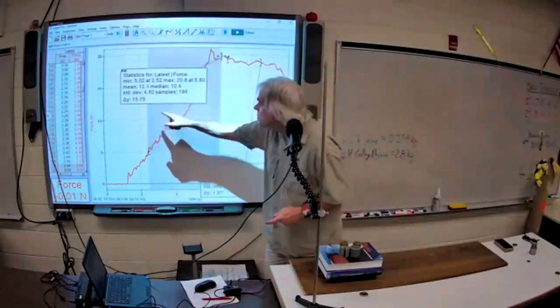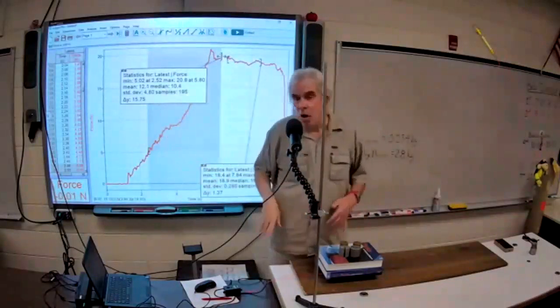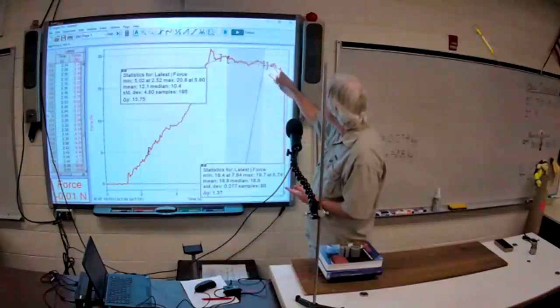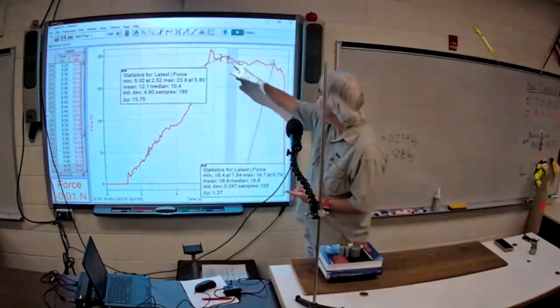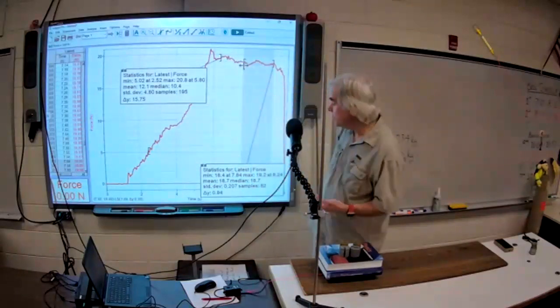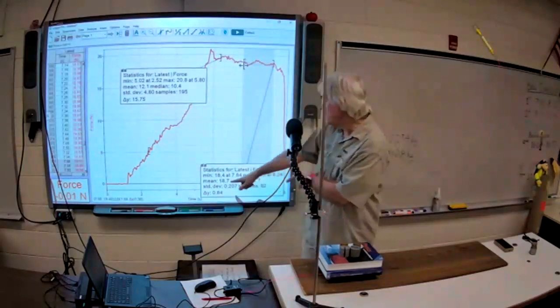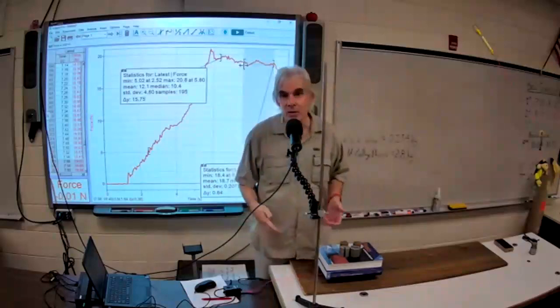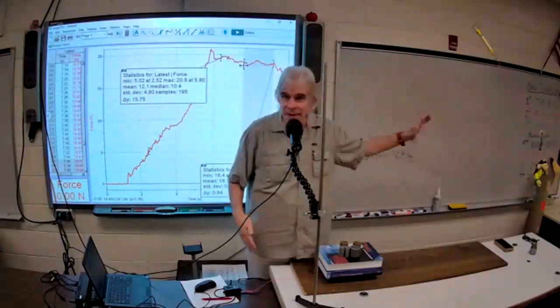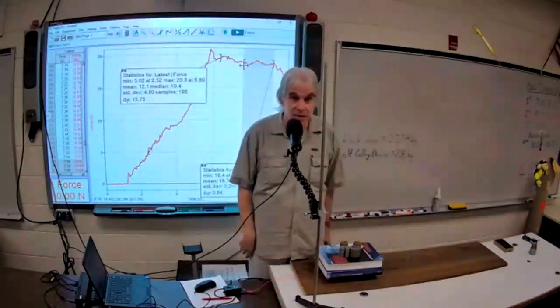The maximum limit was now 20.8, almost double what it was before. And the kinetic friction, again, we have kind of a plateau here where I was dragging the block at a constant velocity. That was about a mean value of about 19 newtons. Again, less than the static friction, but more than the kinetic friction was the first time we did this.